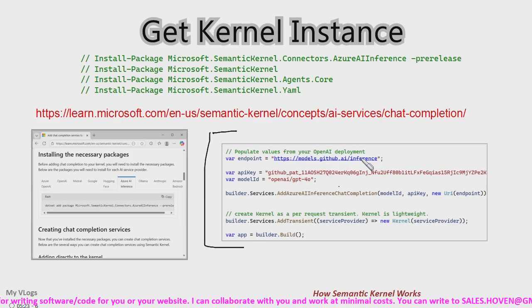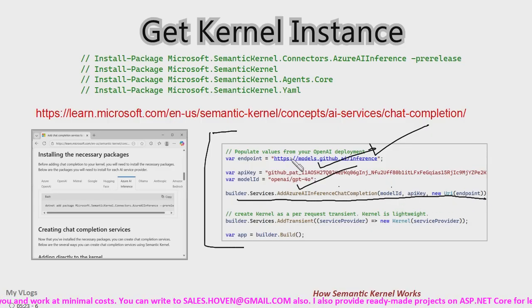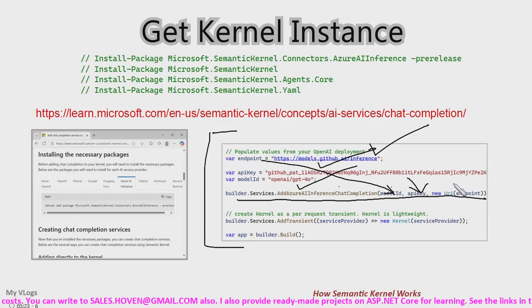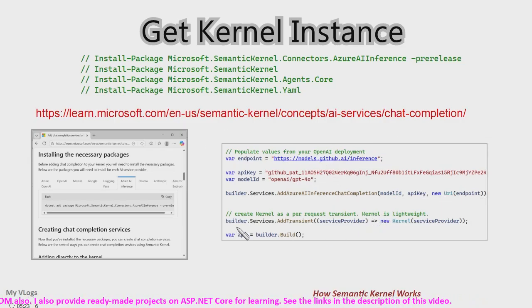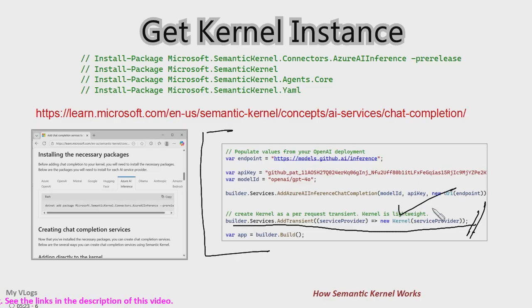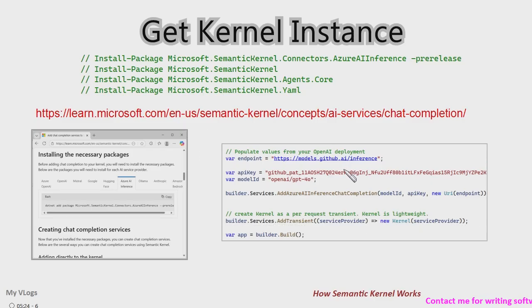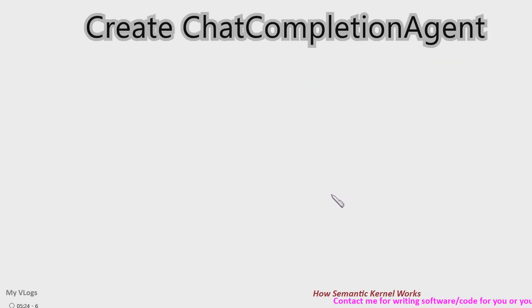This is the code extract that I have given. Endpoint, you will enter this, the API key and model ID. So this is where you will use them, and then you will have to add this kernel as a transient. This is for ASP.NET Core that I'm showing. So to dependency injection we have added the kernel. So this is how the kernel will be used. I will be showing the complete project sometime soon, but let's first of all see the code part.